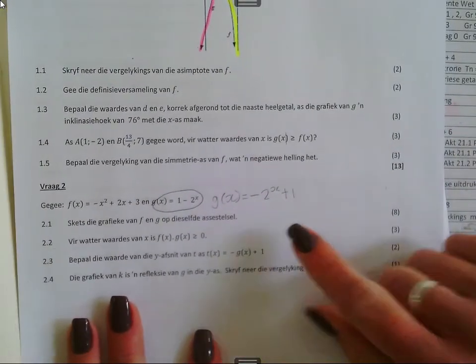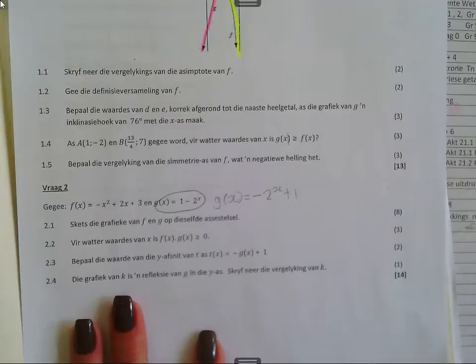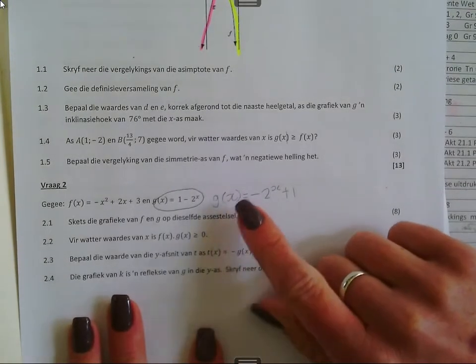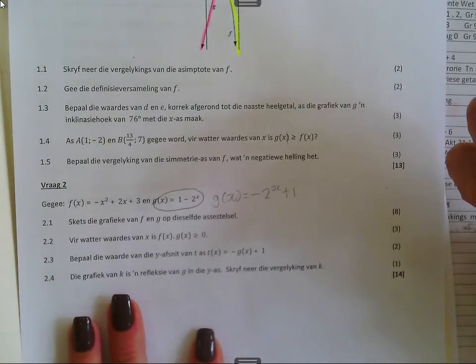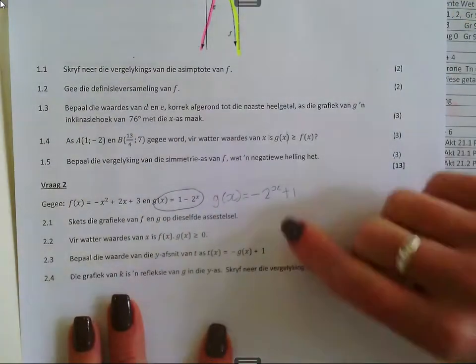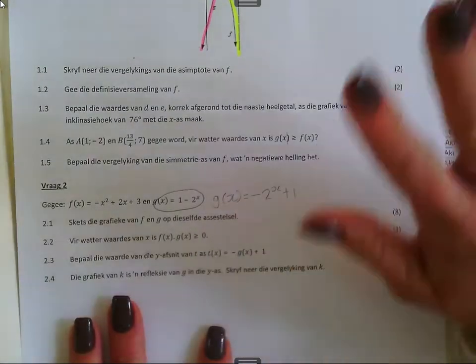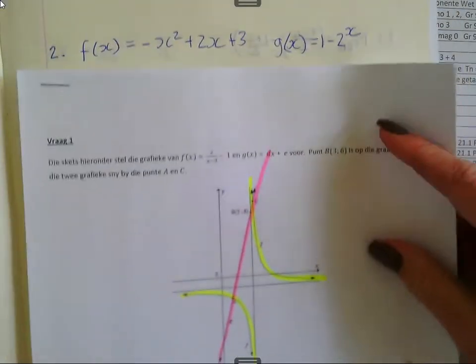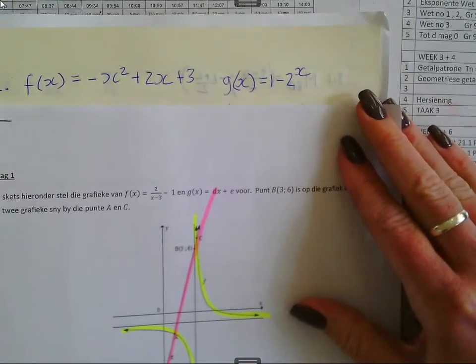Please remember that negative 2 to the power of x is not the same as negative 2 to the power of x. It's negative 1 times 2 to the power of x. The base is always positive. Okay. Then I've given you that page and we spoke about it as well.